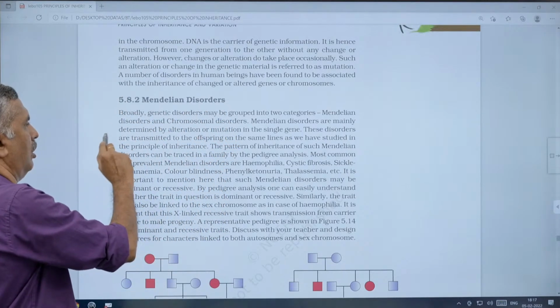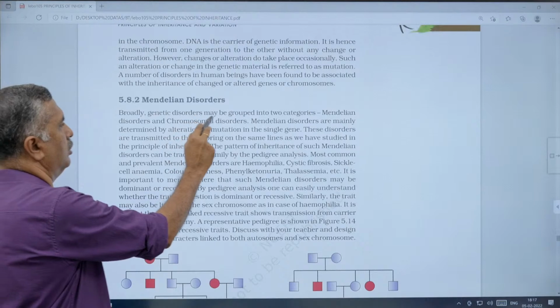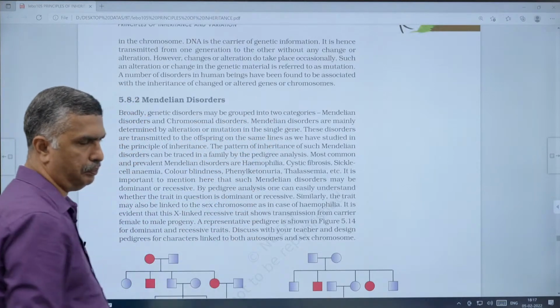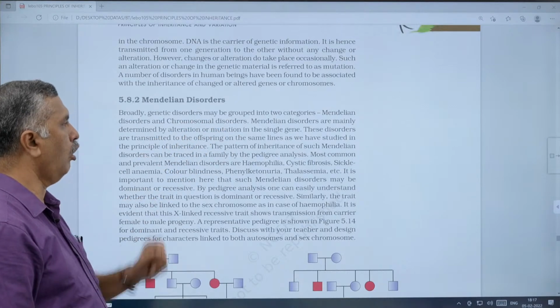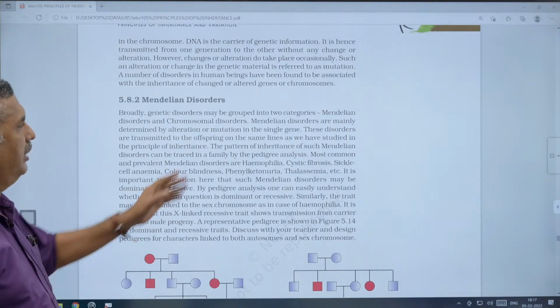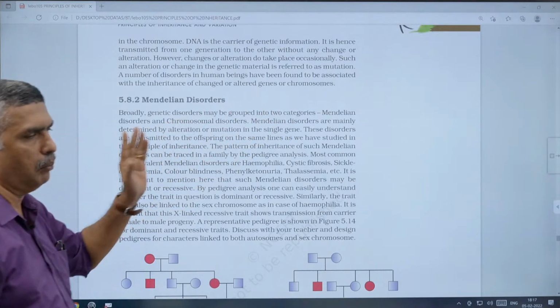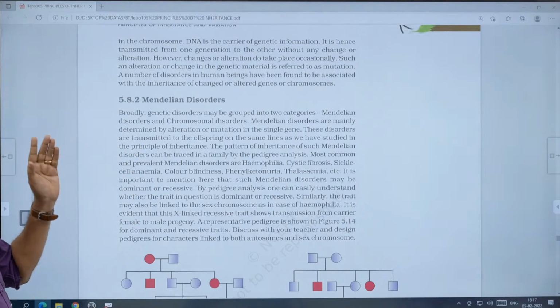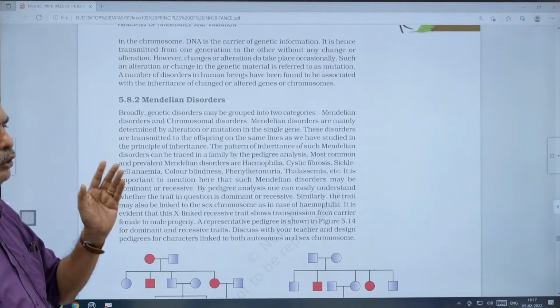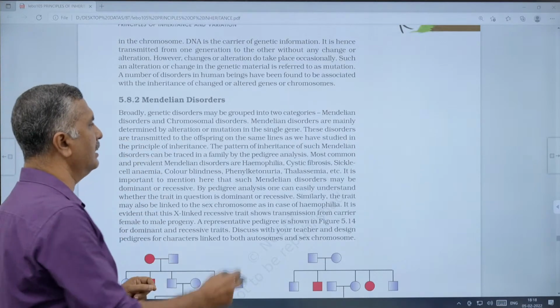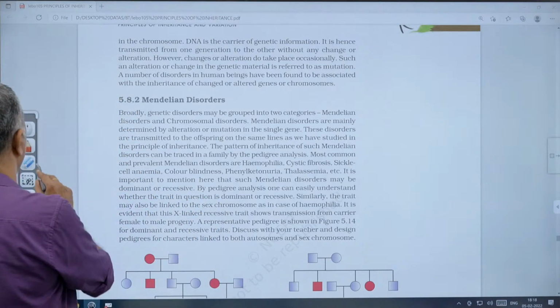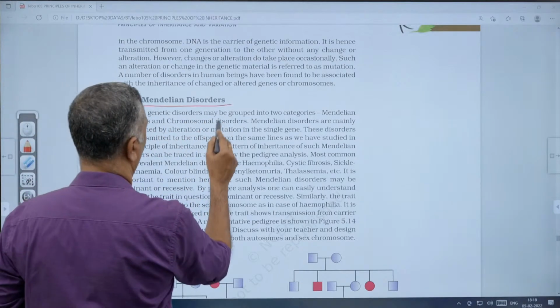Heading: Mendelian disorder. Broadly, genetic disorders may be grouped into two categories. What are the categories? One is called Mendelian disorder and the other is called chromosomal disorder. Mendelian disorders are mainly due to alteration or mutation in a single gene. That is a very important point.